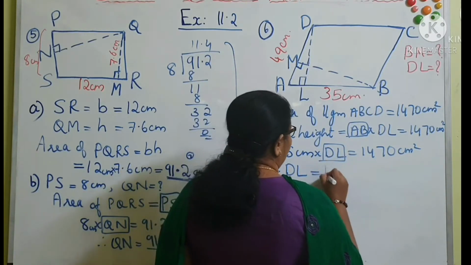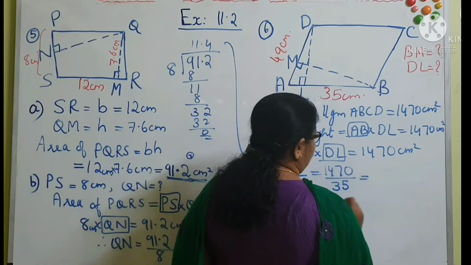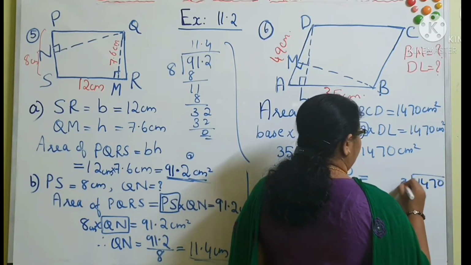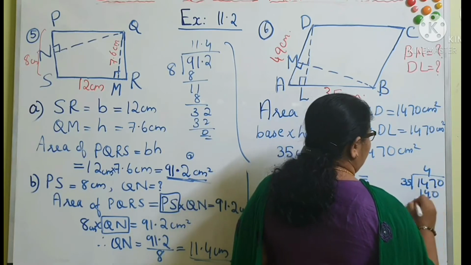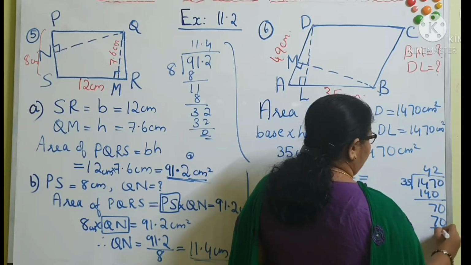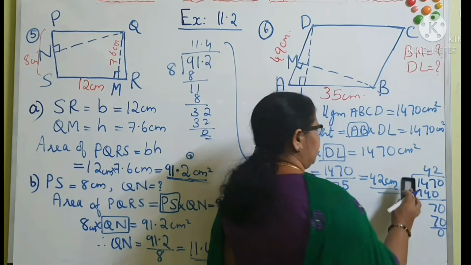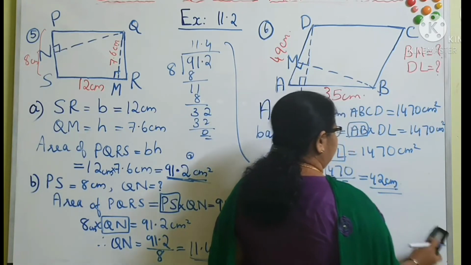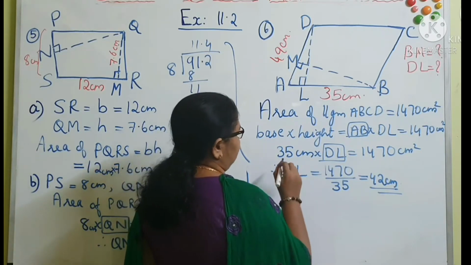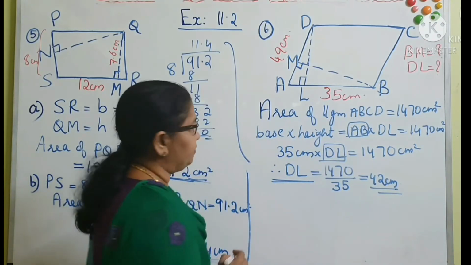Therefore, DL is equal to, we need DL only. DL is equal to 1470 divided by 35. 4 times 140, balance 7, 70, 2 times 2 into 35. So the answer is 42 centimeter. Then the next part. So first part is what? DL is equal to 42 centimeter.